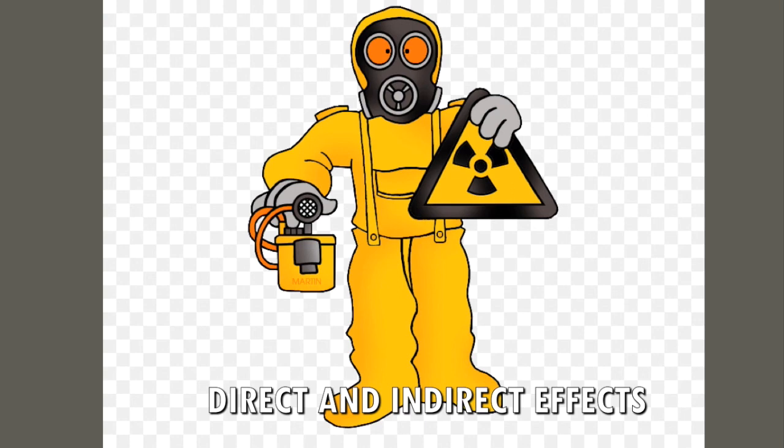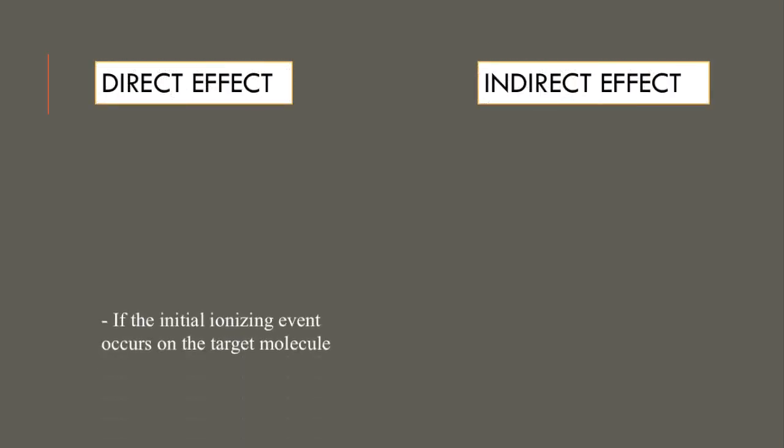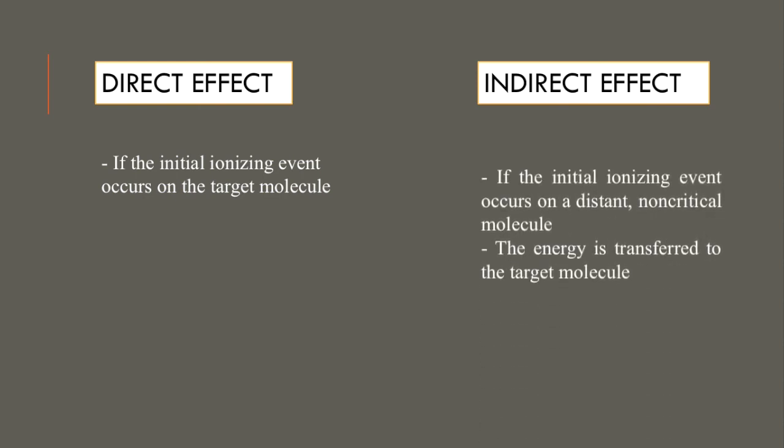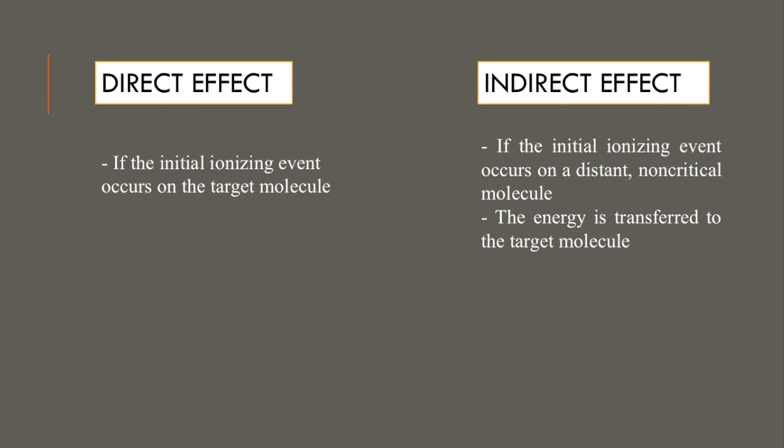And so we have come to the last part, the direct and the indirect effects of radiation. When we say direct, it is the initial ionizing event that occurs on the target molecule, and the indirect effect is when the initial ionizing event occurs on a distant non-critical molecule and the energy is transferred to the target molecule, meaning it has to go through a medium.